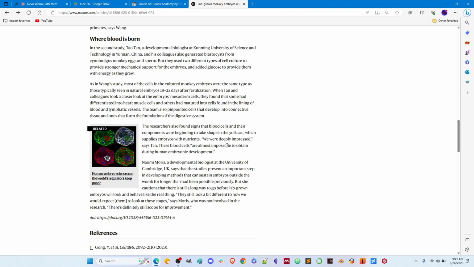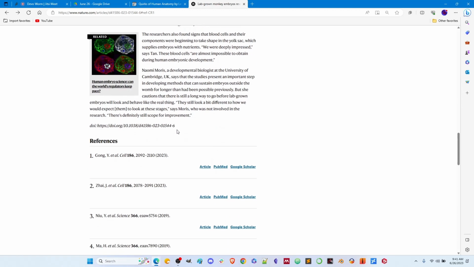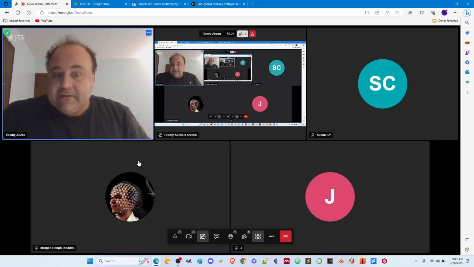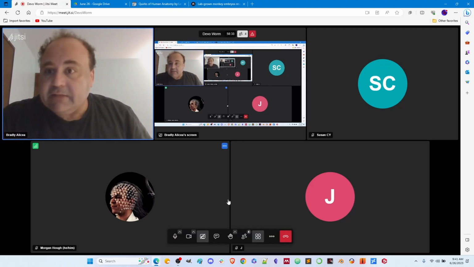These blood cells are almost impossible to obtain during human embryonic development. So this is something where there's a lot of work to be done, but it's giving us a good picture of early development and how these precursors come into being.